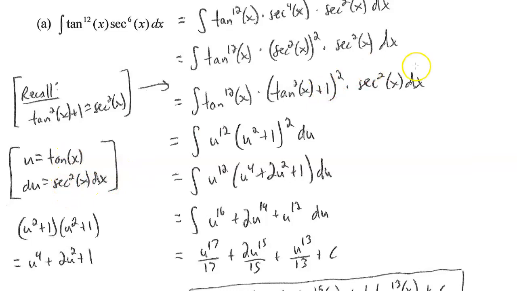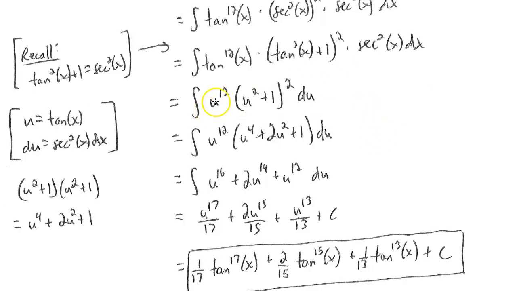Okay, and then du is secant squared x dx. So what we have is the integral of u to the 12th times (u squared plus 1) squared du. So how do we integrate u to the 12th times (u squared plus 1) squared?